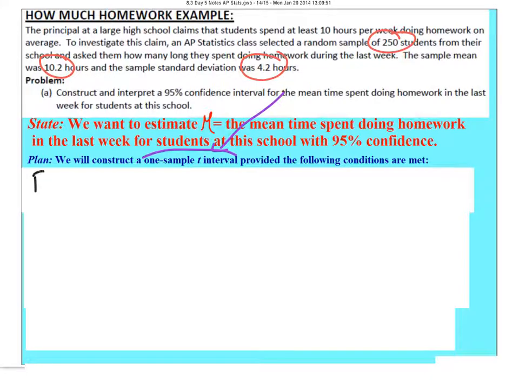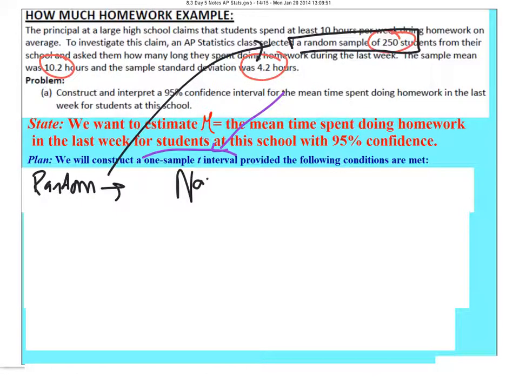So for randomness, on this one, if we take a look at it, is it met? Yes, we selected a random sample of 250, so I can see it right up there. How about for normality? So for the normal condition on here, the sample size is actually 250.